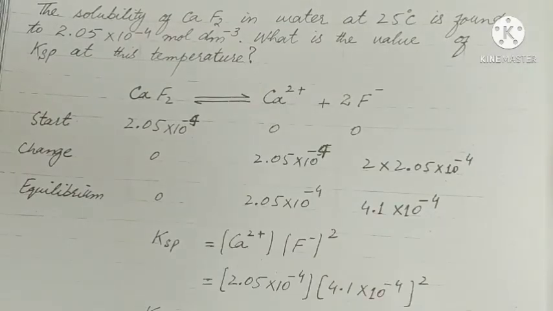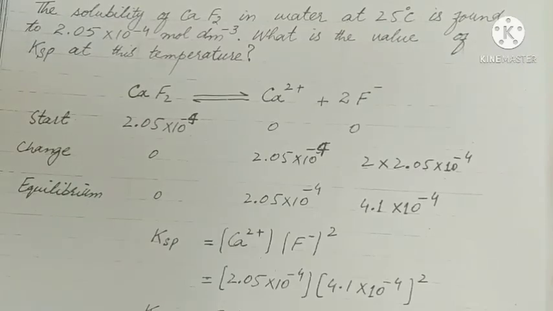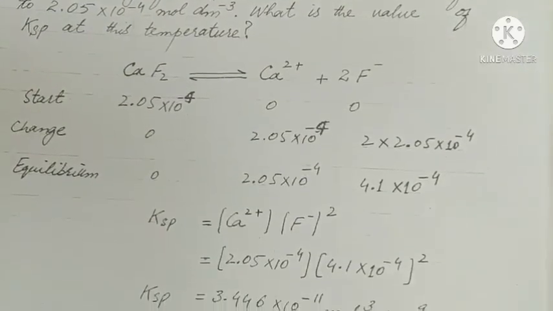Then change in concentration, 2.05 into 10 to power minus 4 mole per decimeter cube of calcium fluoride are dissolved and changed into calcium ion and fluoride ions. So 2.05 10 to power minus 4, and that of fluoride ion concentration is double, 2 into 2.05 10 to power minus 4. At equilibrium, 2.05 10 to power minus 4 and 2 into 2.05 10 to power minus 4, which is 4.1 10 to power minus 4.